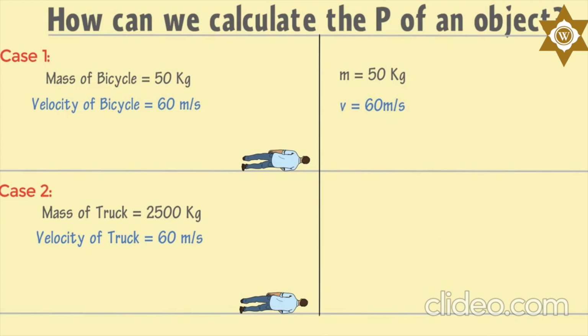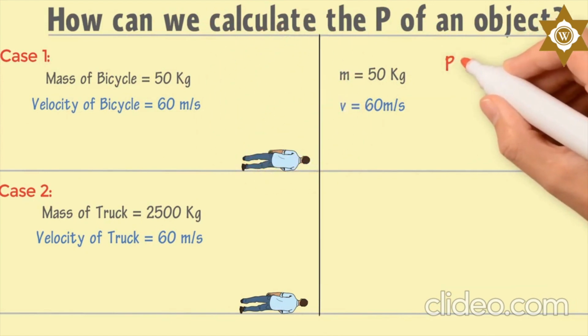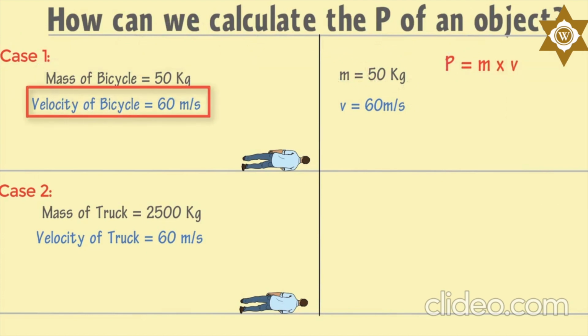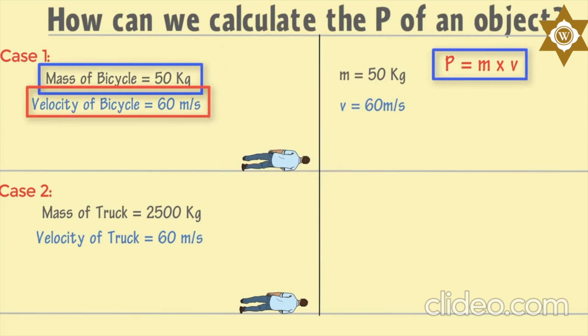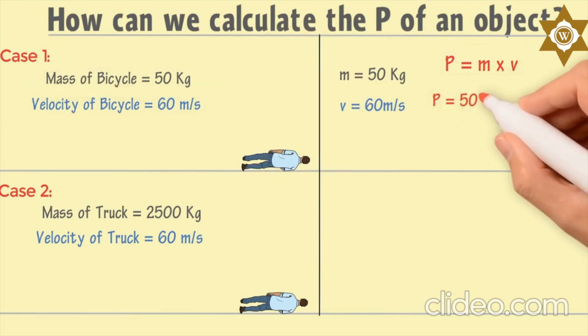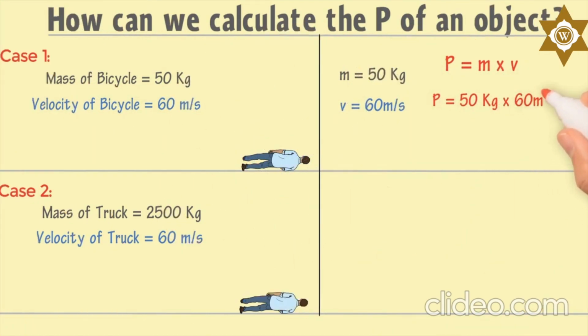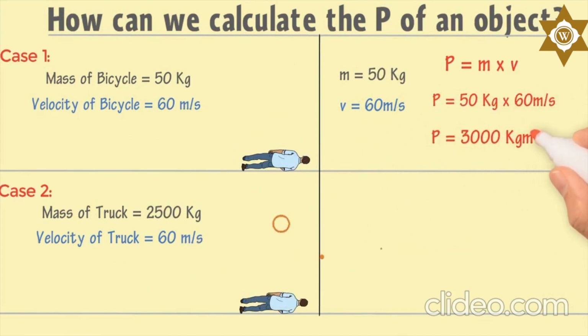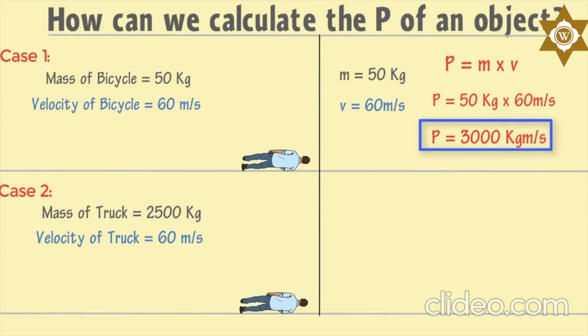Hence, the momentum P of the bicycle is equal to the mass of the bicycle times the velocity of the bicycle. Now, putting values in the formula, P is equal to 50 kg times 60 meters per second. We get 3000 kg meter per second. Hence, the momentum of the bicycle is 3000 kg meter per second.